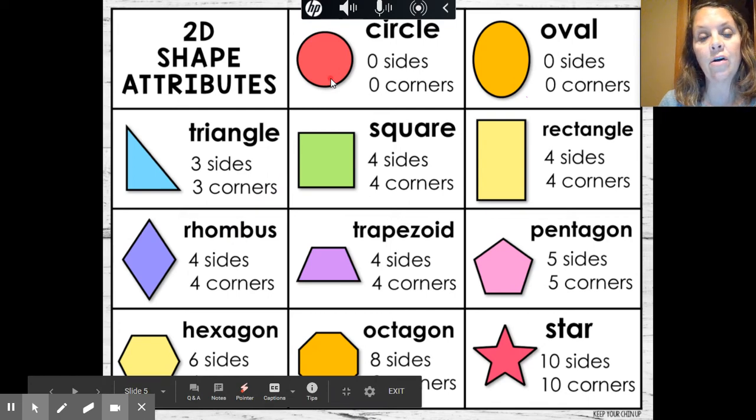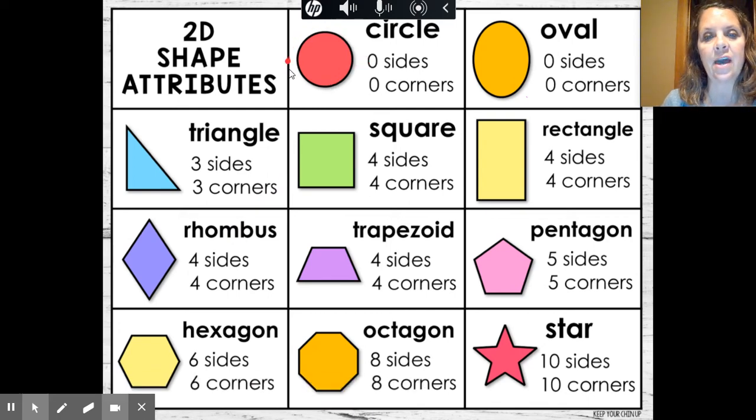So a circle is another 2D shape, and a circle's sides are curved. They're not straight. It's 0 sides actually, because there's no straight sides. So we call this 0 sides, and there are 0 corners because it's curved. A side has to be straight to be counted as a side.